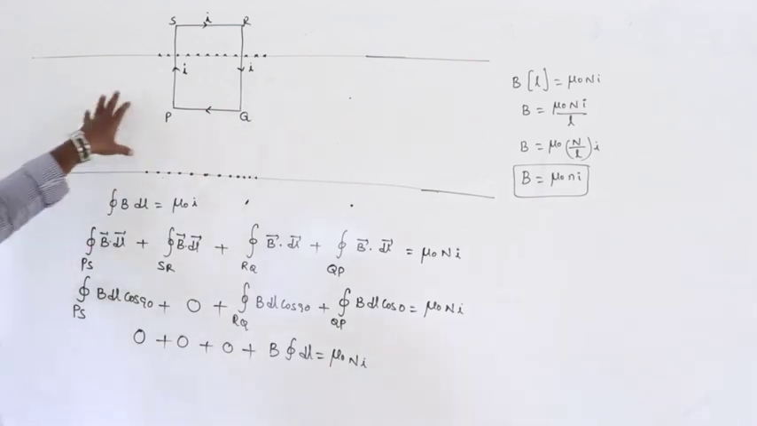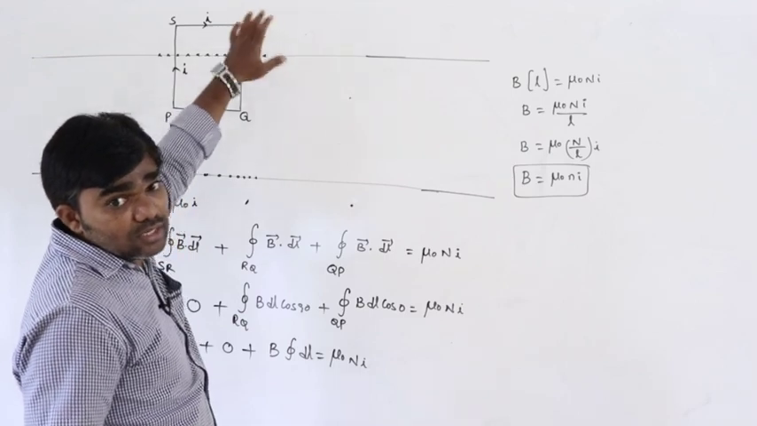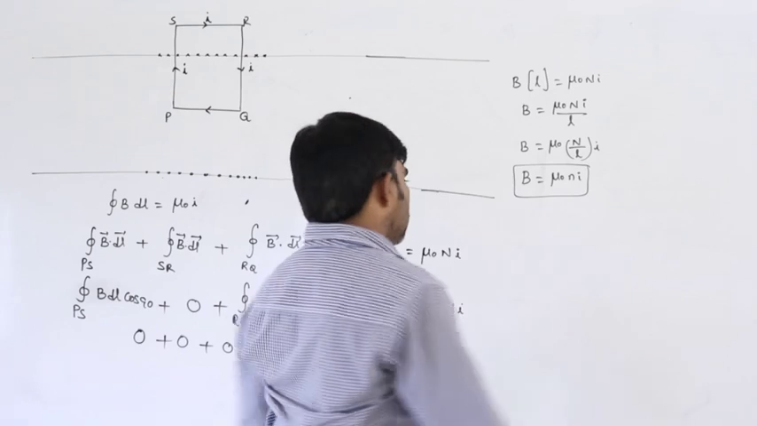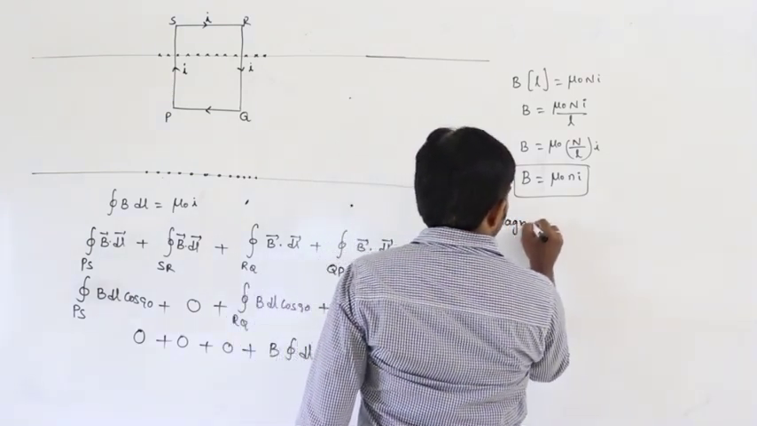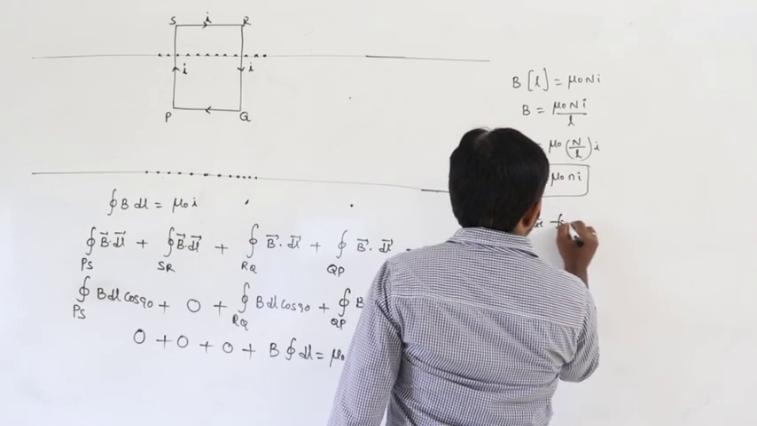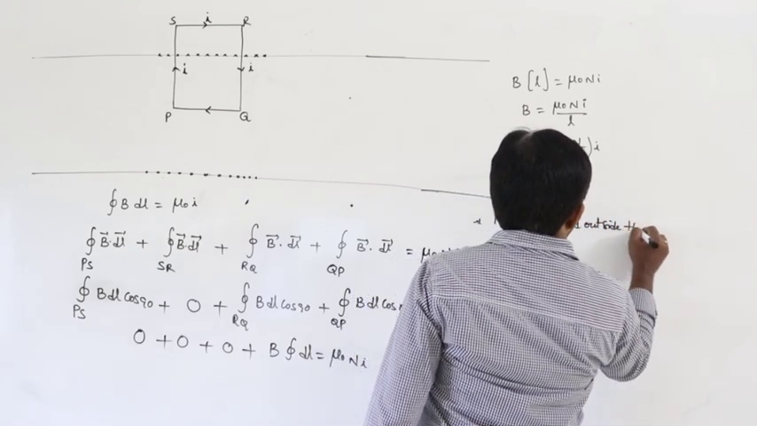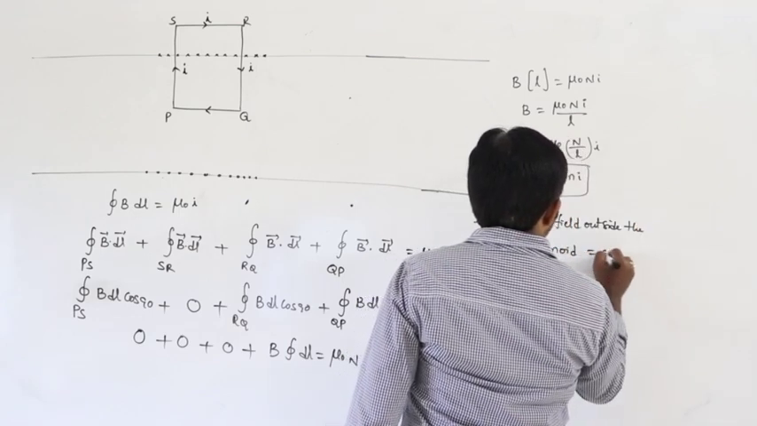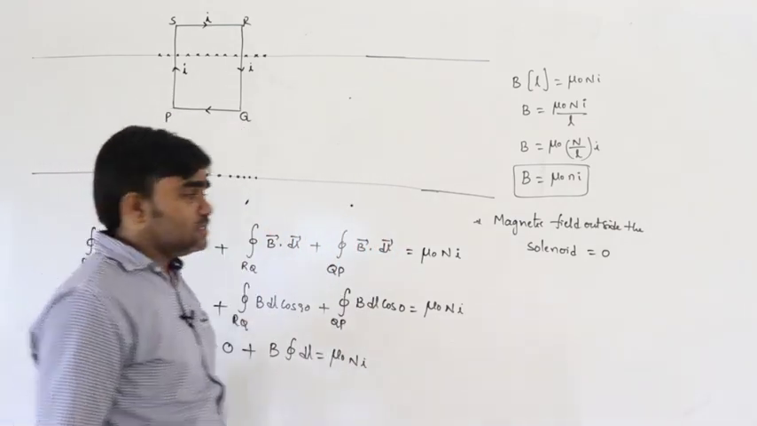And one more thing, based on this what can we conclude? Based on this we can conclude that the magnetic field outside the solenoid must be 0. Magnetic field outside the solenoid is equal to 0. Definitely the magnetic field outside the solenoid must be 0.